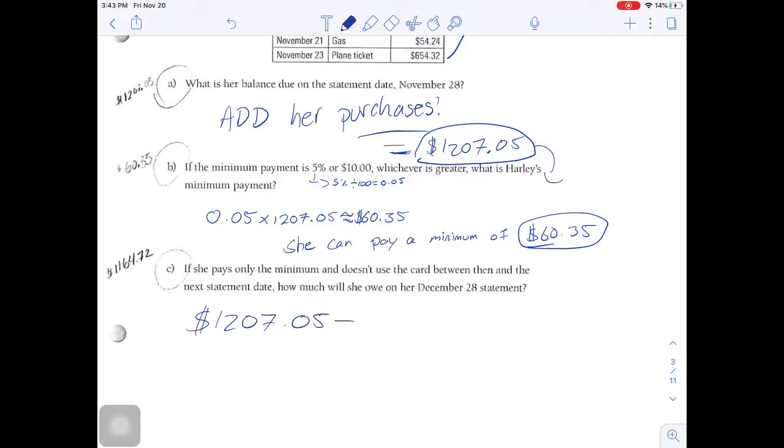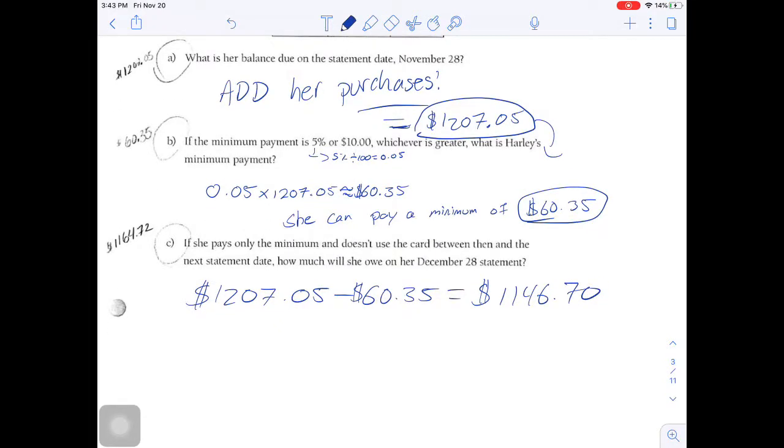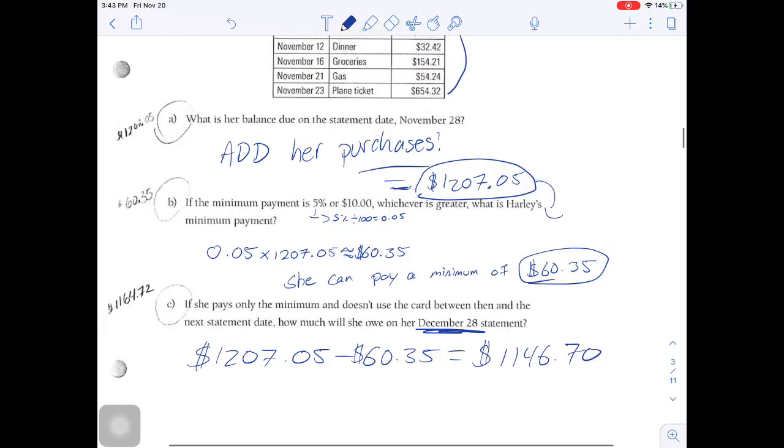So minus $60.35, because remember, she paid that off last month. And that's going to be $1,146.70. Okay. Now, something to note is December 8th. This month here, she paid it off on the 28th.